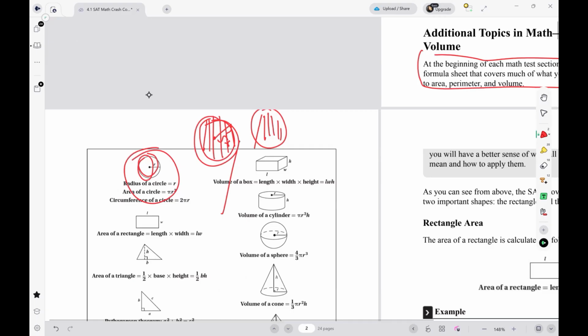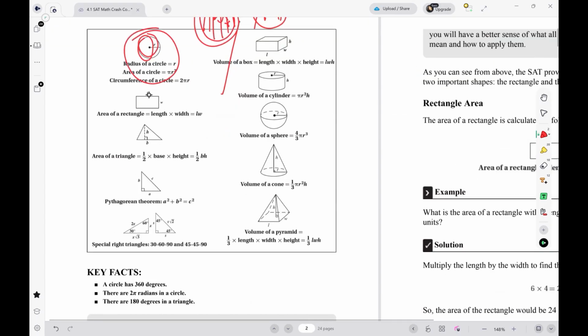The rectangle has an area of length multiplied by width. This is the length, and this is the width. And this is the triangle, and the triangle has an area of half multiplied by the base. This is basically the base. You can take the base to be whatever you want. It does not necessarily have to be this particular side.